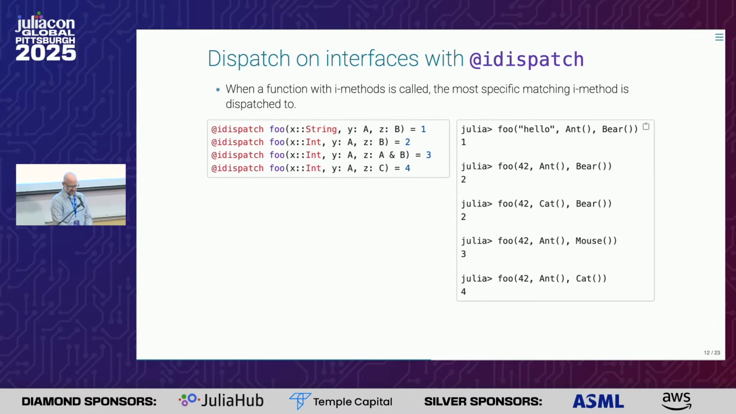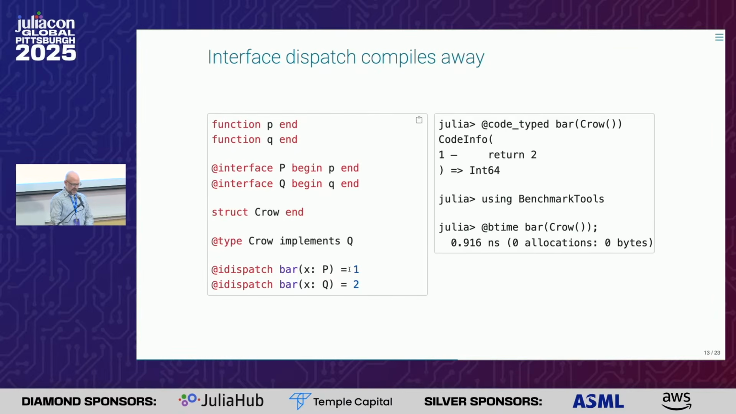And note that in this last example, cat implements C, which is actually more specific than the intersection of A and B, because it adds one additional method. It extends A and B by adding one additional method, so it's more specific than the intersection of A and B. So this last call dispatches to the last method.